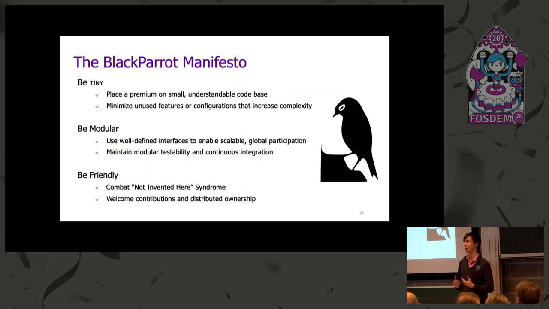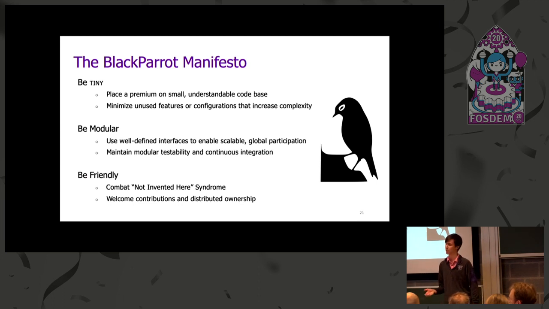So these are the design principles that we've come up with for BlackParrot. When we try to add a new feature, we consider these three factors. We try to be tiny. We want to have a small code base and small design so that it will fit in as many places as possible, and also so that people can wrap their head around the code, go into the code base, and be able to find issues without having an overwhelming code base.